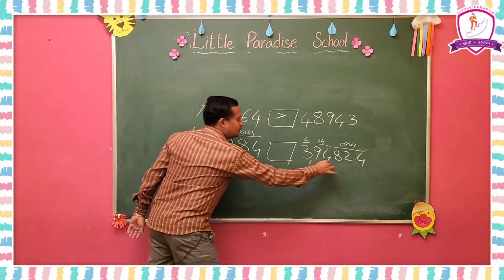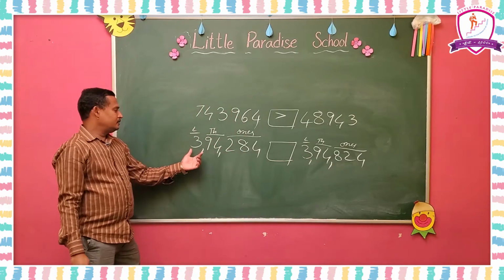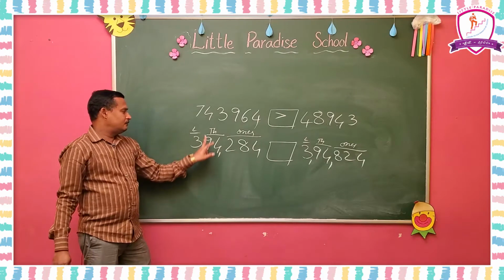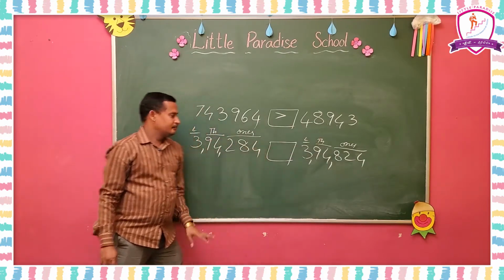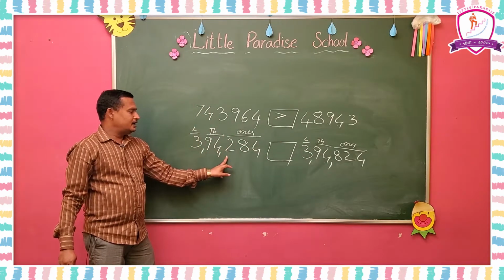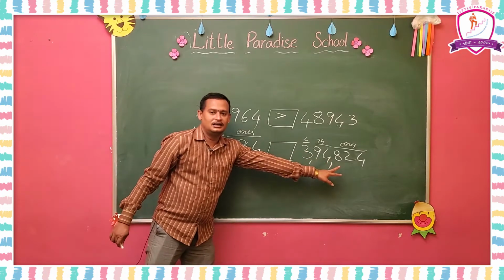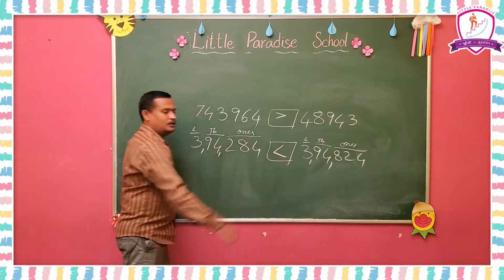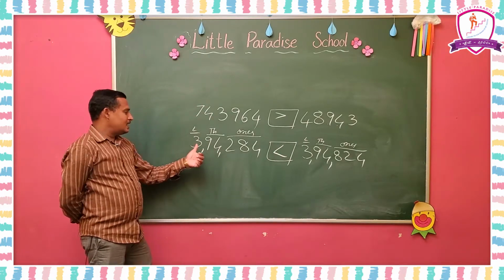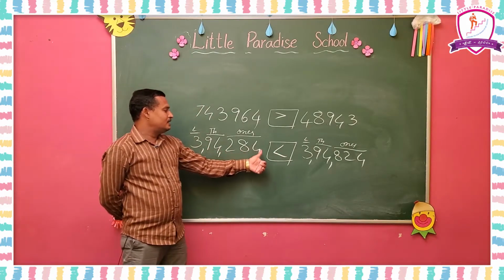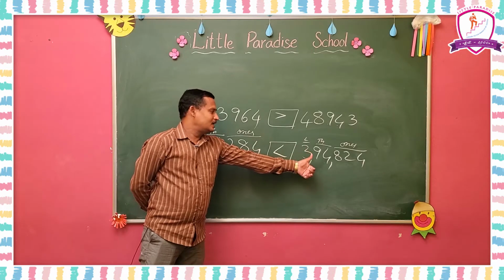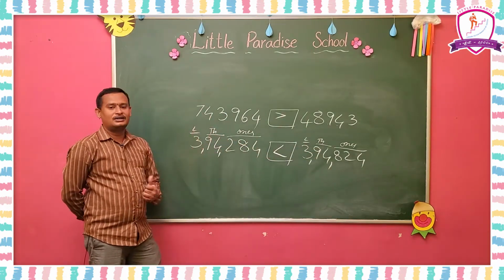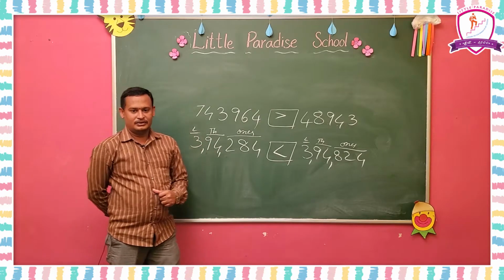According to the periods you have to put commas. Observe the periods here. 3 lakhs and 3 lakhs are there. 94,000 are here. Here 200, here 800 is there. So, which one is big? 824 is big, no? So, put less than. 3,94,284 is less than 3,94,824. Understood? Like this you have to compare the numbers.